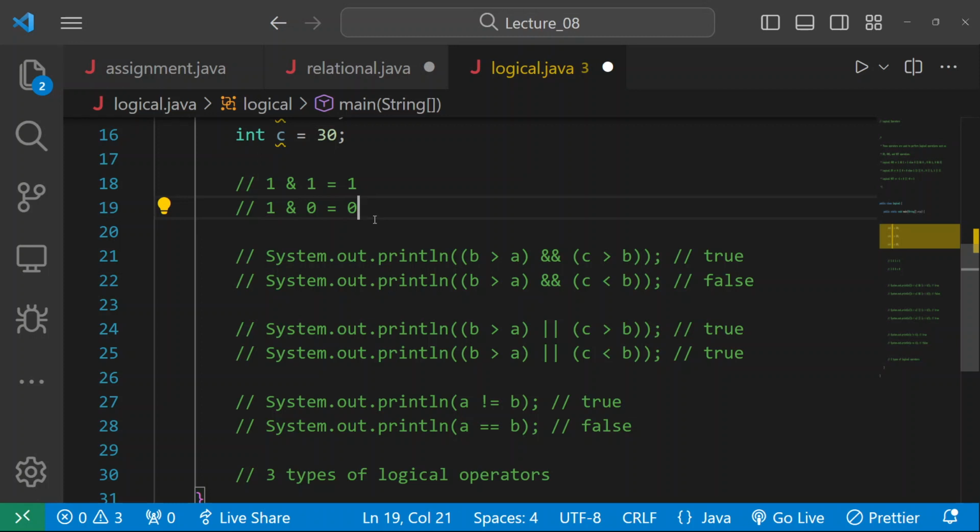Bitwise operator, I will be uploading, because today we are done with this part. Today is Thursday, so on Saturday I will be uploading a video. In that I will be explaining the bitwise operator. In that video you will be learning the bitwise operator.